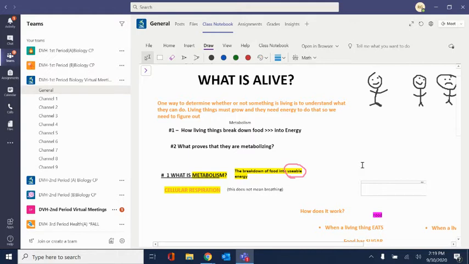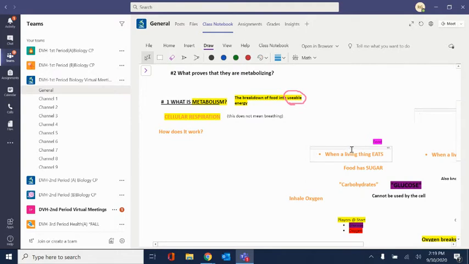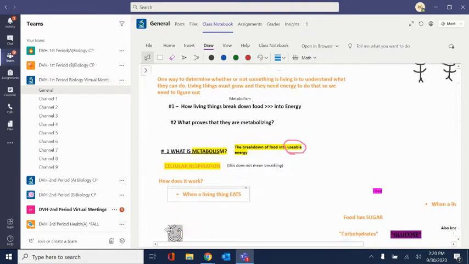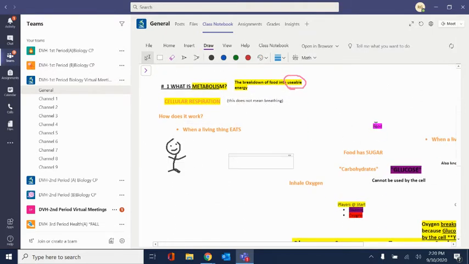So, how does this whole process of cellular respiration work? Again, I want to remind us that cellular respiration is a form of metabolism: breaking down food into usable energy. So, how do we break down food into usable energy? Well, we do it through a couple different processes. The first process is when a living thing eats. When a living thing is eating, so let's get our happy little man here. Okay, he's eating food.